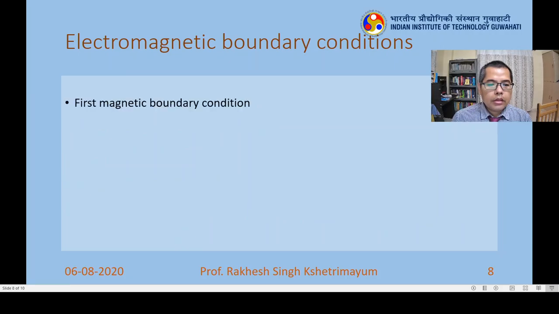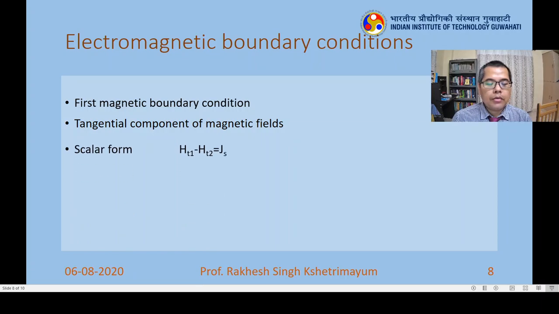So let's go to the first magnetic boundary condition. Boundary condition for magnetic field. It has to do with the tangential component of the magnetic fields, and in scalar form you can write Ht1 minus Ht2 is equal to Js. What is Ht1? Ht1 is the tangential component of the magnetic field in region 1. Ht2 is the tangential component of the magnetic field in region 2.